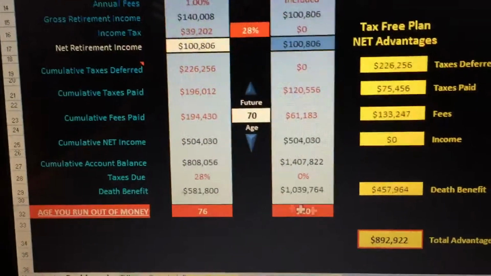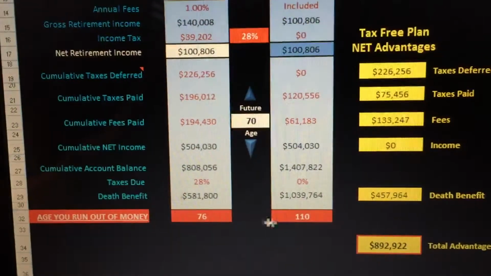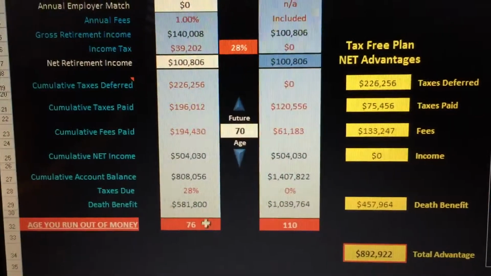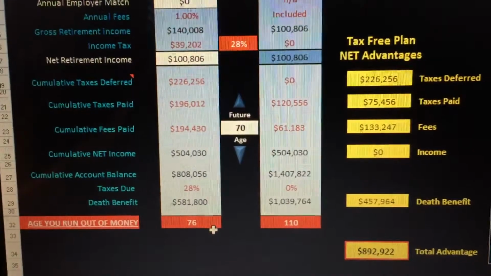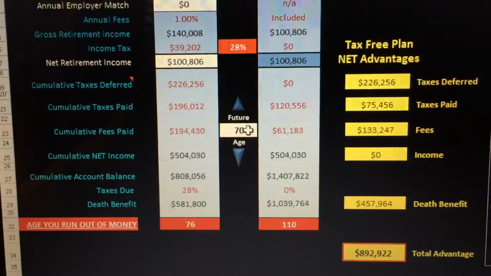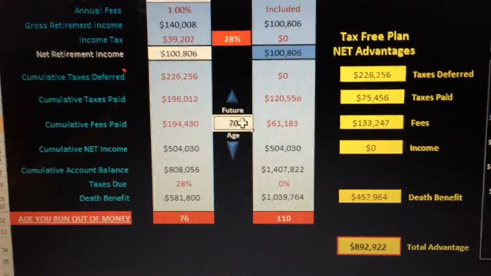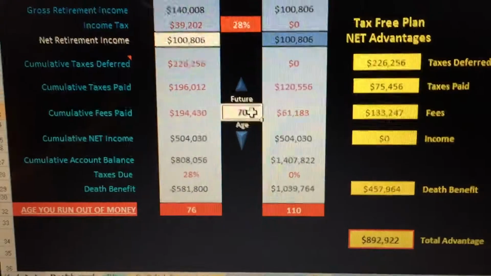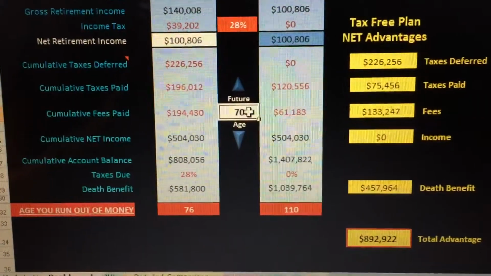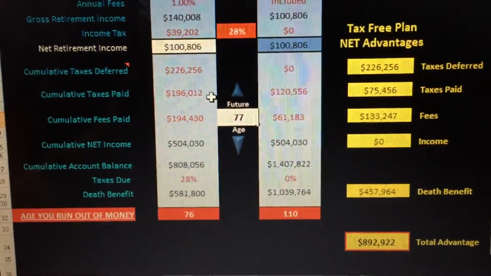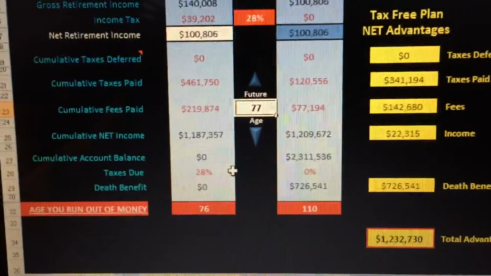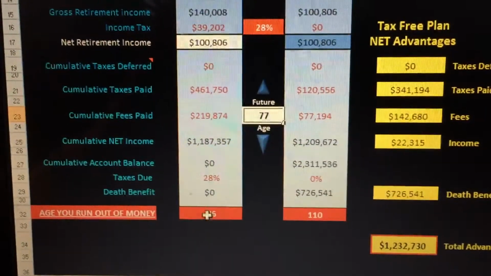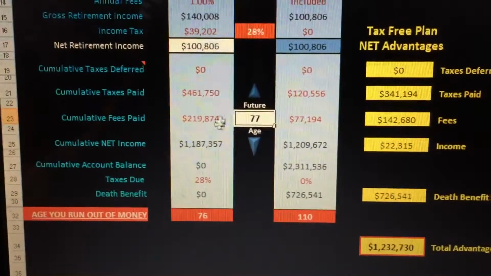Now I want to draw your attention to this bottom line here. The age that this person will run out of money at this pace of withdrawing $100,000 is age 76. So in the next 5 years, in the next 6 years, this person's account will go to zero. Let's take a look. I'll put in age 77. All right, as you can see, look at this. Their balance has depleted. Age 76, they've run out of money because of Uncle Sam and the fees.